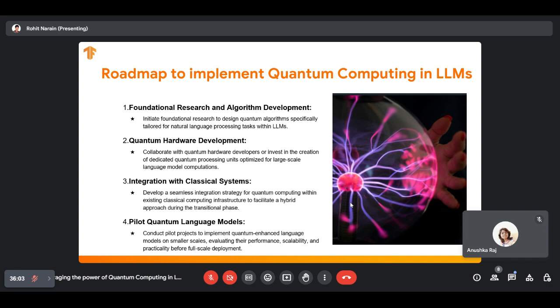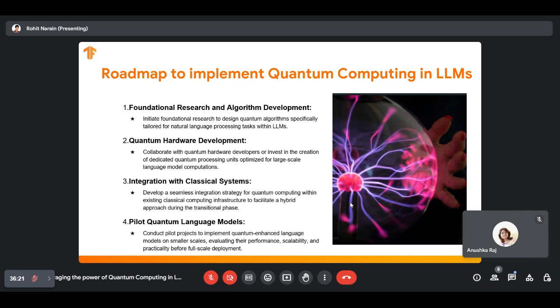And third is integration with classical systems. For example, currently the whole world is using the same computers, okay, like servers or laptops or computers. So basically, we need to integrate those systems in a more seamless manner so that we can work efficiently.